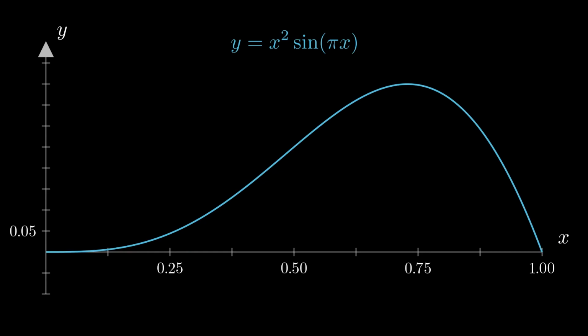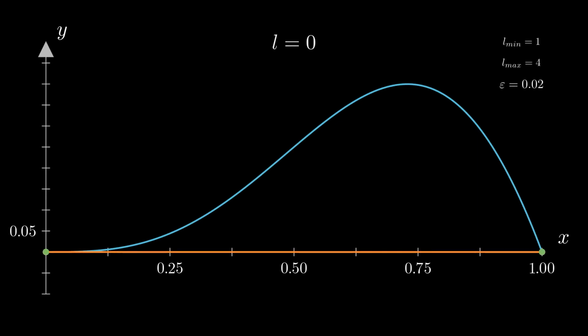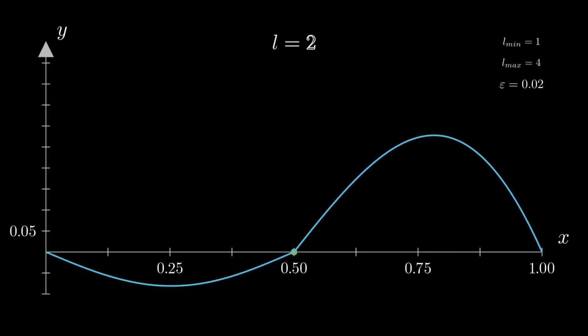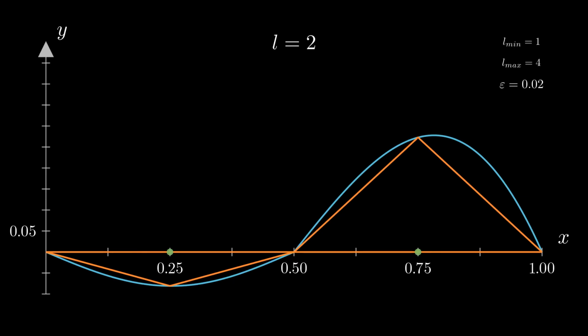In addition to a maximum hierarchical level, it's useful to set a minimum hierarchical level to prevent the function approximation from terminating too early. Here we set the minimum hierarchical level to be 1, which means that for level 0, all nodes will become parent nodes regardless of the size of the hierarchical surpluses. The process repeats as before, but each time the absolute value of the hierarchical surpluses are evaluated compared to the tolerance level, and if the absolute value of the hierarchical surpluses exceeds the tolerance level, then the node becomes a parent node, indicated by the green dots.